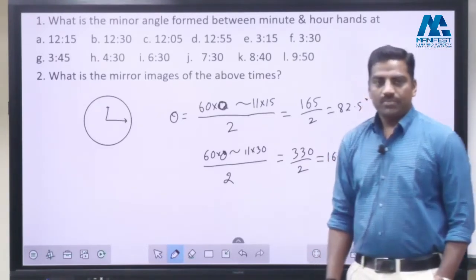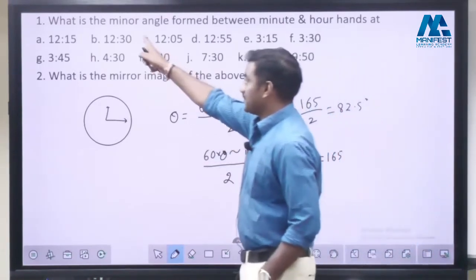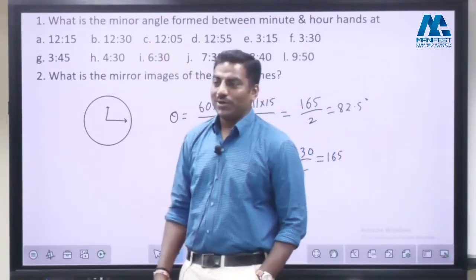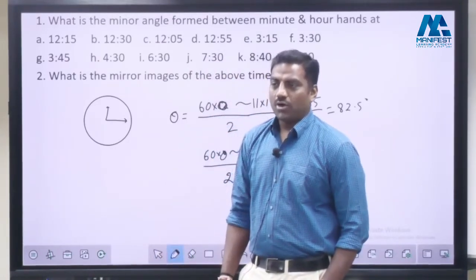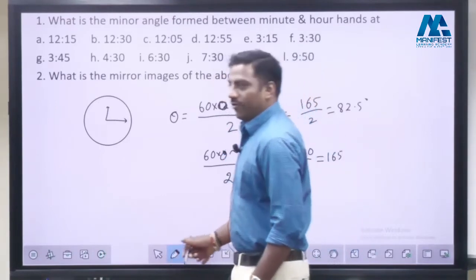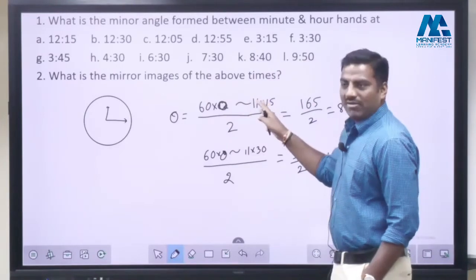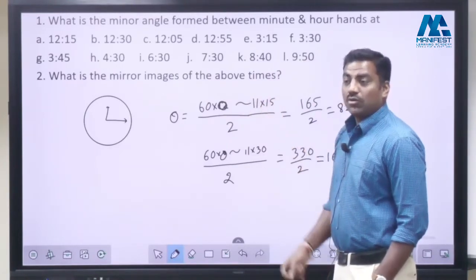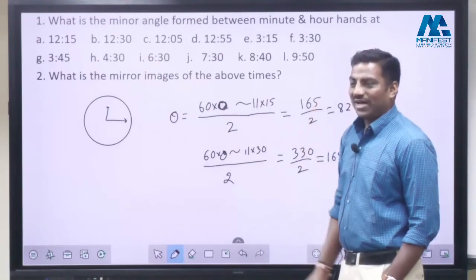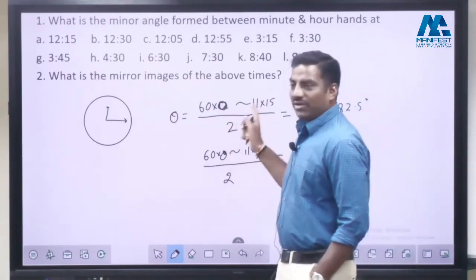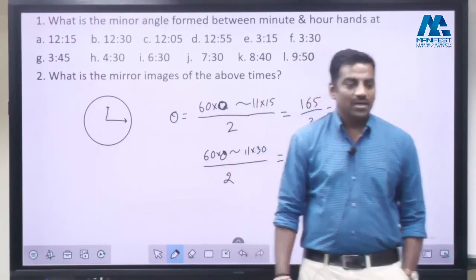Now 12:5. Go for minor angles. 275 is above 180, no? So better you subtract whatever the angle from 360 degrees. So 12:5. Anyways, this will be 0. 5 will be what? 11 into 5. Yeah, you got 27.5, I think. It is not 275. It is 27.5. Yes? Yeah. So 11 into 5, 55. 55 by 2, 27.5. Done? No problem.